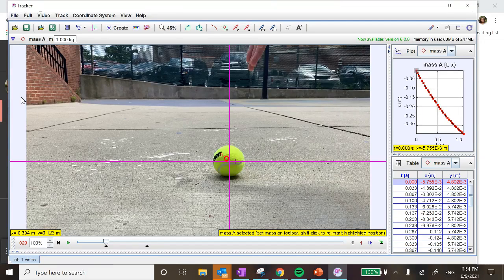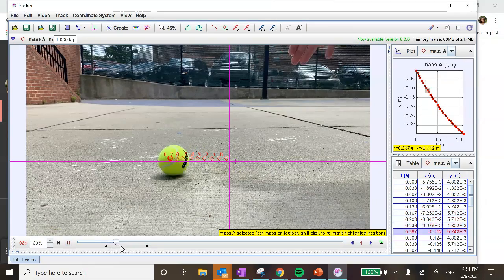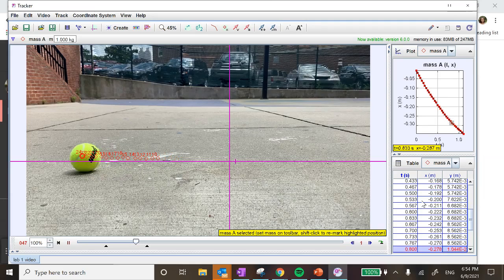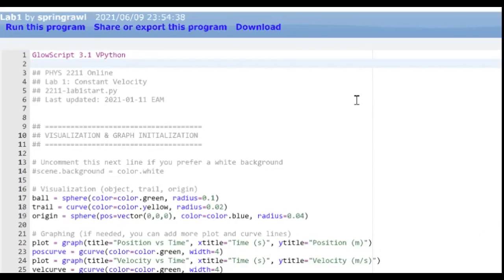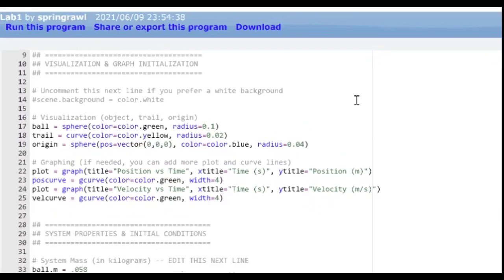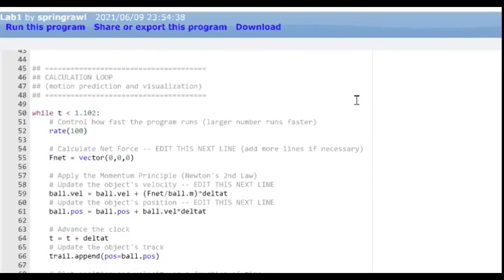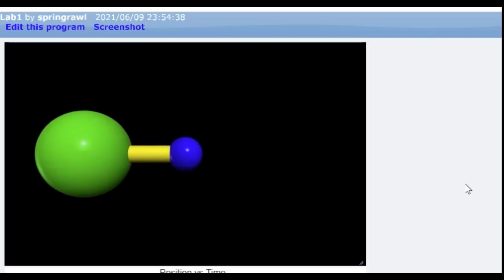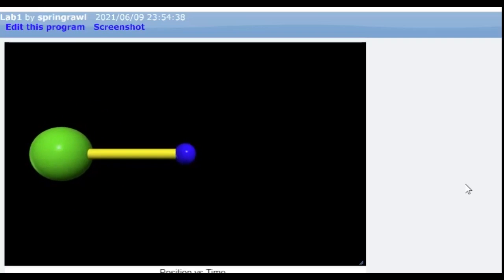Here's my video and Tracker of the tennis ball rolling, and I measured it within this time frame, and then it records the data on the right-hand side of the time and then x position. So here's my GlowScript code. And then when we run the program, you can see that it looks pretty similar to the Tracker video shown.